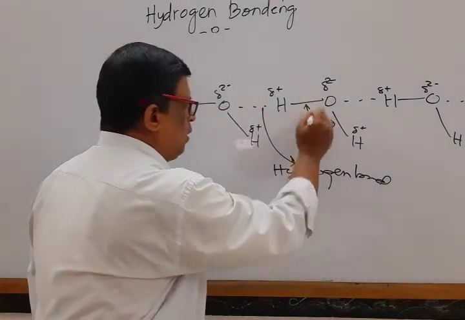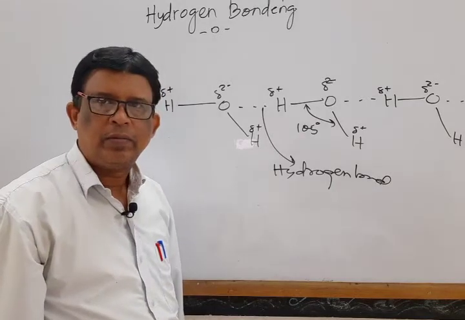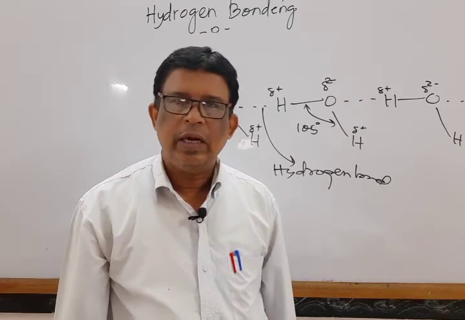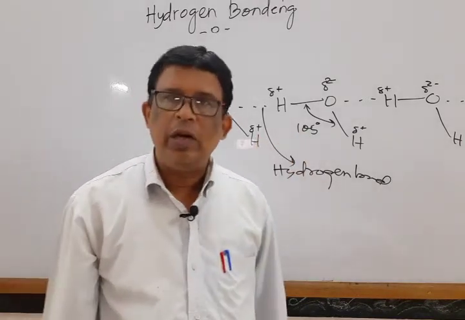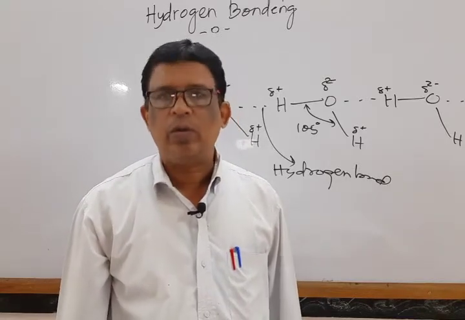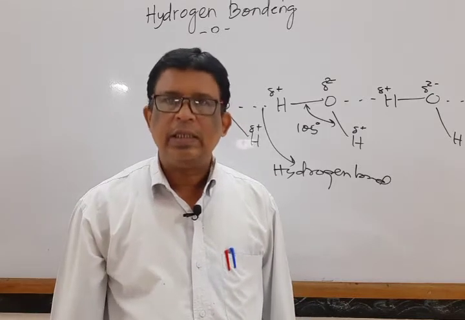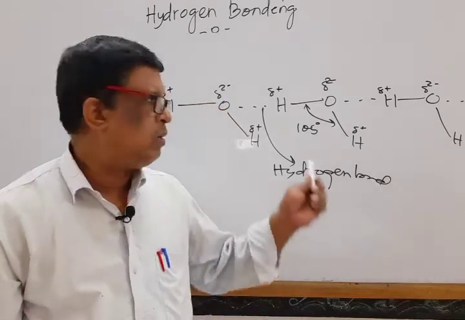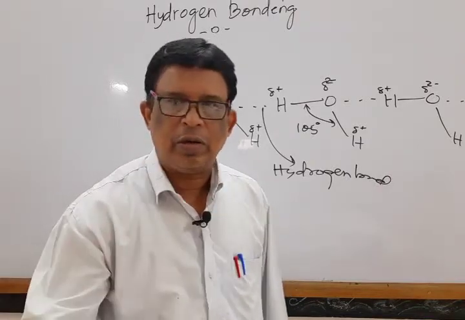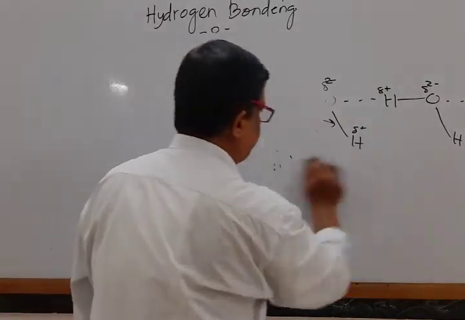Here the bond angle is 105 degrees or 104.5 degrees. Another important thing, mark that, is ice. It is liquid water, then solid water, that is ice. I hope all of you know ice floats over water. The density becomes lower in comparison to water. Why? Due to the cage-like structure. Mark that, the cage-like structure of ice.